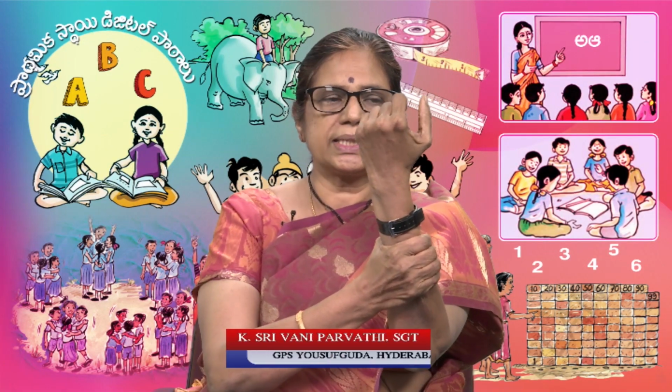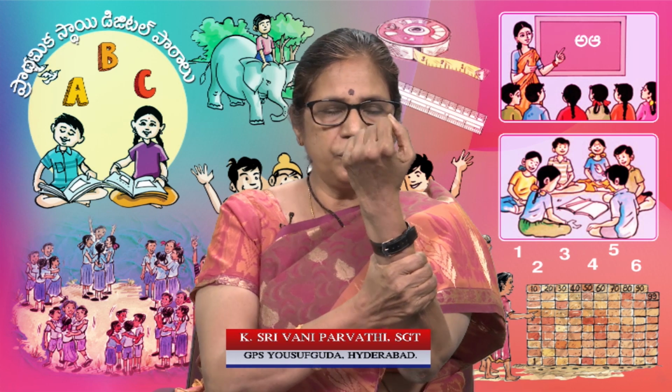Children, press your body with your fingers. How do you feel? Very hard. Yes, it is very hard because of bones. In children, there are 300 bones, but in adults, only 206 bones. All these bones together work and form the skeletal system.